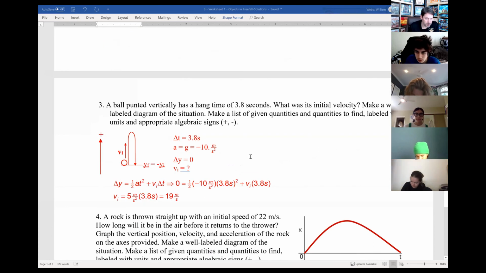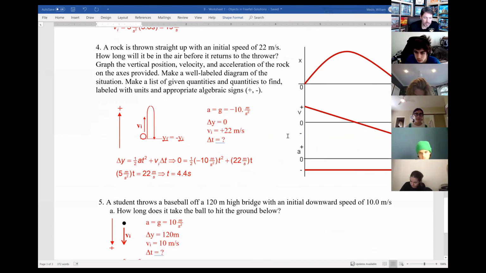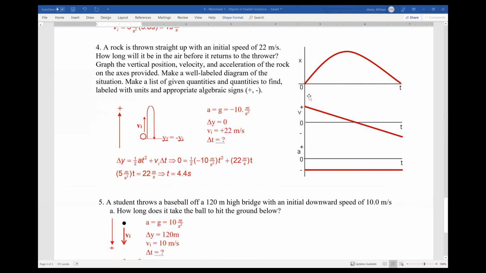All right, so number 4, we got a rock thrown straight up with an initial speed of 22 meters per second. How long will it be in the air before it returns to the thrower? Graph the vertical position, velocity, and acceleration of the rock on the axes provided. So let's talk about that first. The position-time graph is just going to look parabolic in shape, because as time passes from left to right, the rock goes up and increases till it reaches its maximum height and then comes back down until it reaches its initial height.